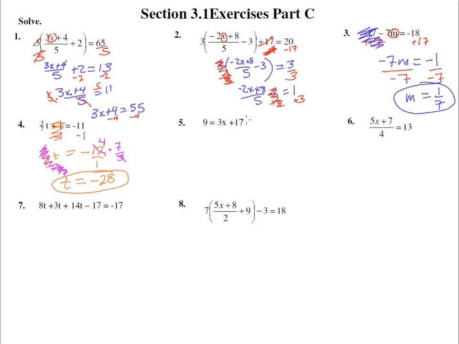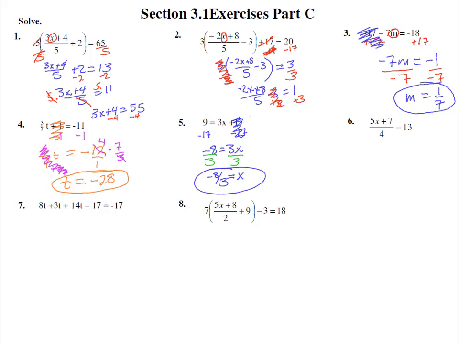9 equals 3x plus 17. We have a 3 and a 17 that are on the same side as the x, so let's get rid of them. And we get rid of the addition and subtraction first. So we subtract 17. The 17's on the right-hand side cancel. 9 minus 17 is negative 8 equals 3x. And now we can divide by 3 on both sides, and we are left with x equals negative 8/3.